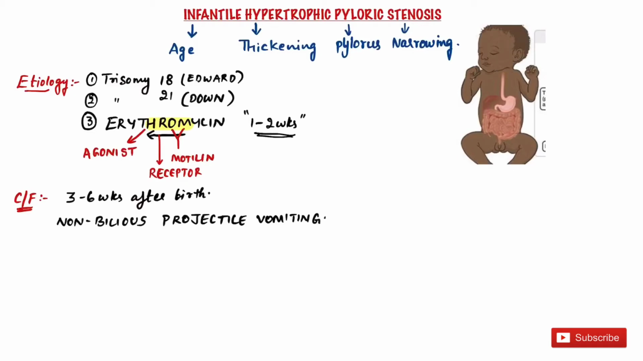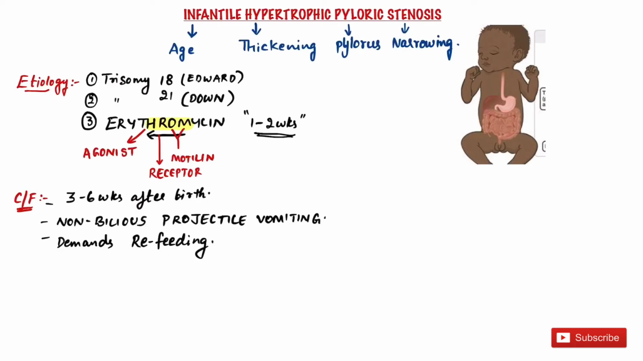And why is it non-bilious? Because the bile juices have not yet mixed with the food particles, and hence it is non-bilious projectile vomiting. And due to this, the baby demands refeeding. So multiple feeds will be demanded by the baby.